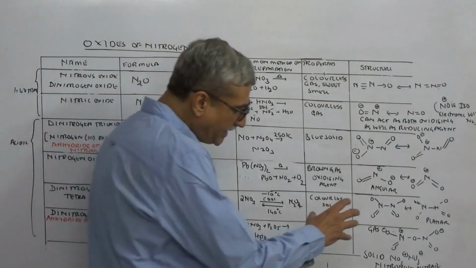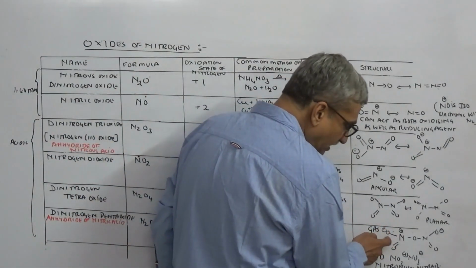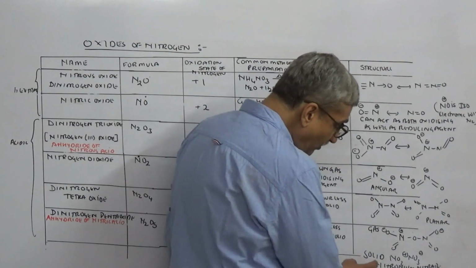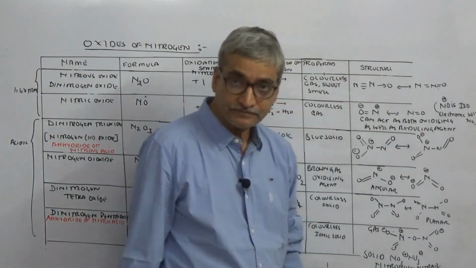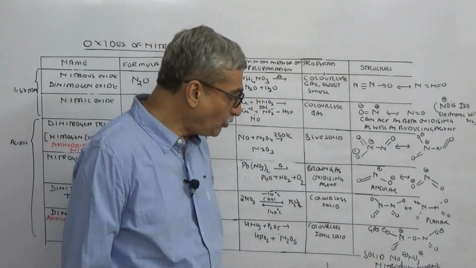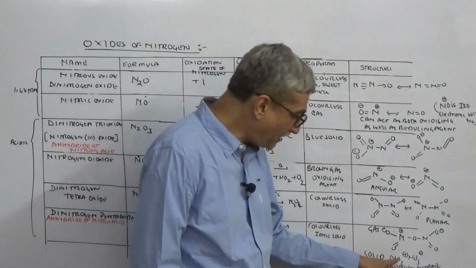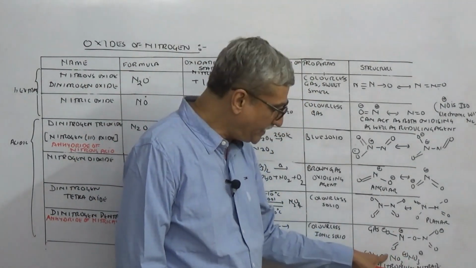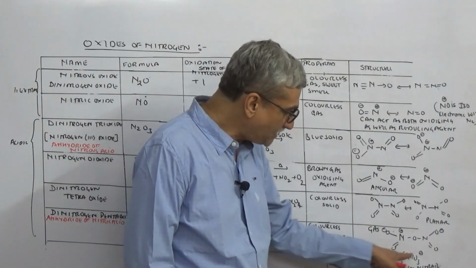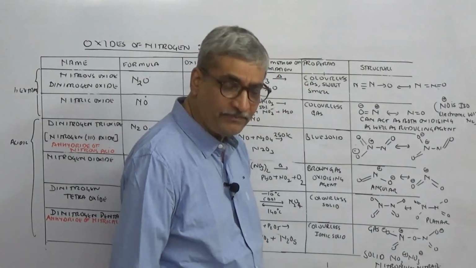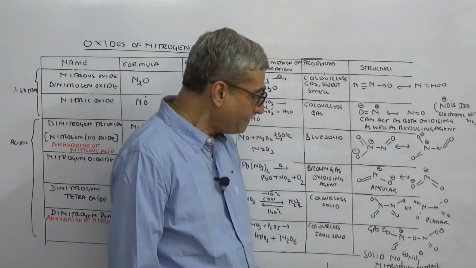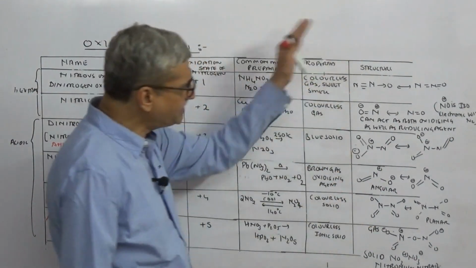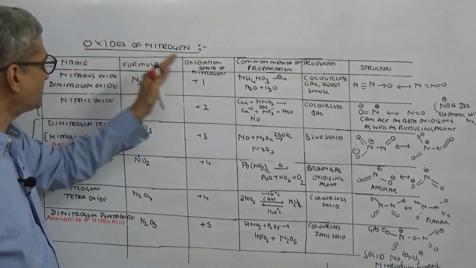In the gaseous state, it has a structure like this, whereas in the solid state it is ionic, and it's called nitronium nitrate. So NO2 plus is isoelectronic with carbon dioxide. So NO2 plus and NO3 minus make nitronium nitrate. Is this clear? So this is all that we have about oxides of nitrogen.